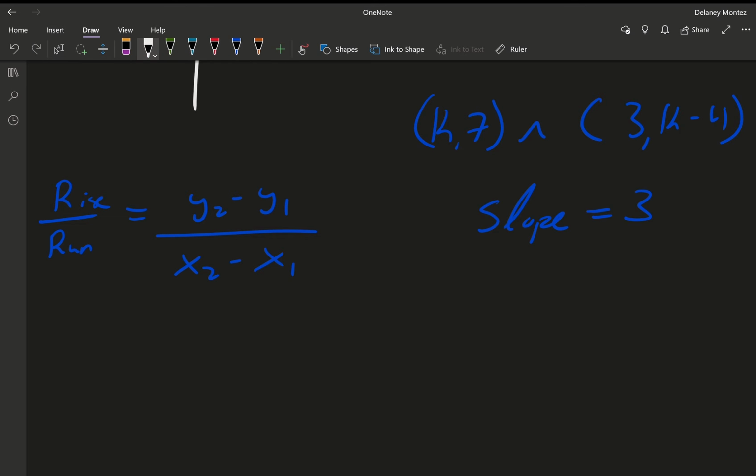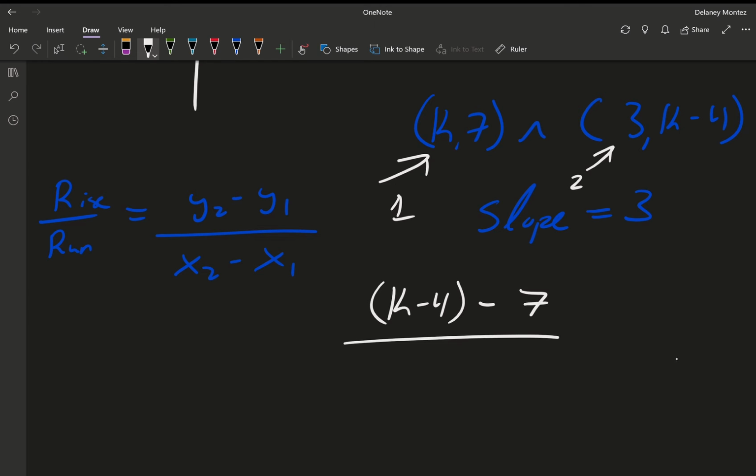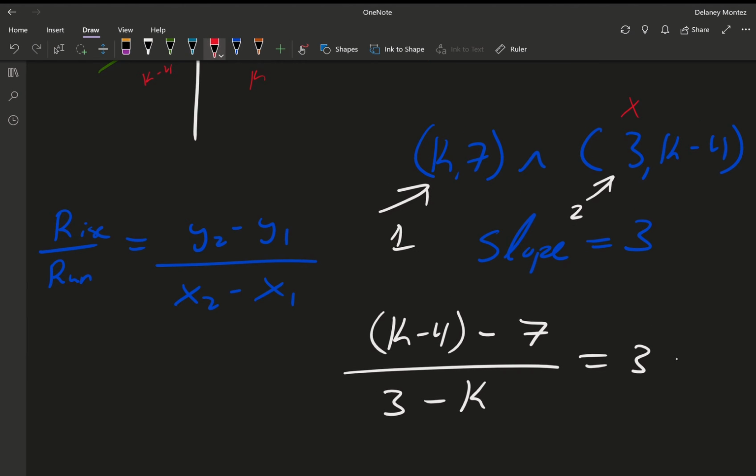You can use this formula for any 2 points that lie on the line. Well, we have 2 points that lie on the line, right? We have this point here, point 1, and we have point 2, right? So let's just apply this. So we have k minus 4, let's start with this, k minus 4, minus 7 over 3 minus k. This all equals 3. Now let's say, well, how are you getting that? Well, I'll show you. On red, the points here on red, this is x, this is y. That's for some point, and then green, this is x, this is y. Well, this is the y for this point, and this is the x for this point.